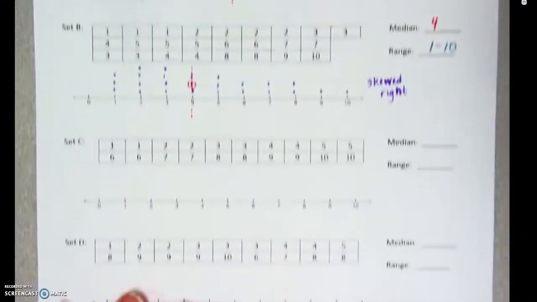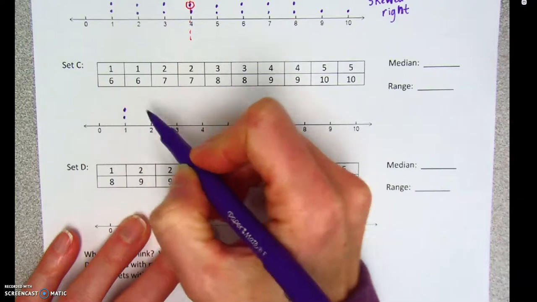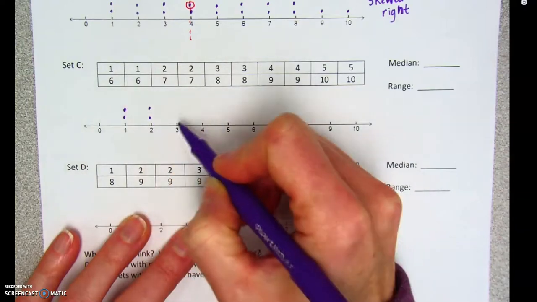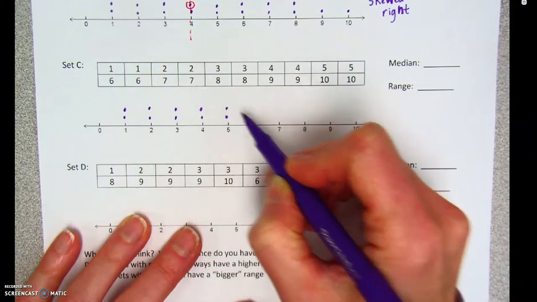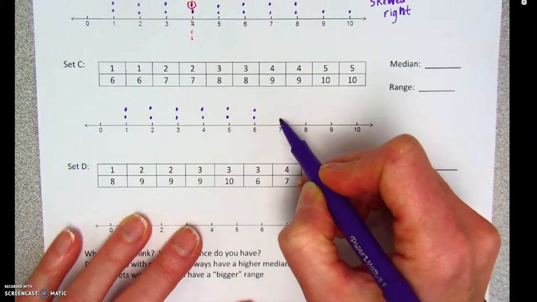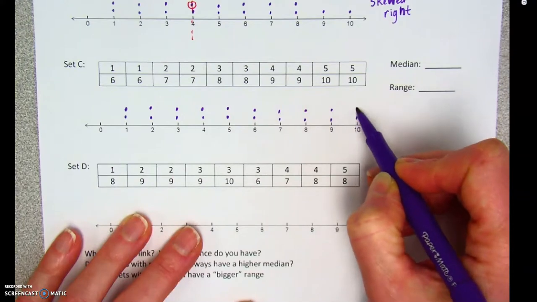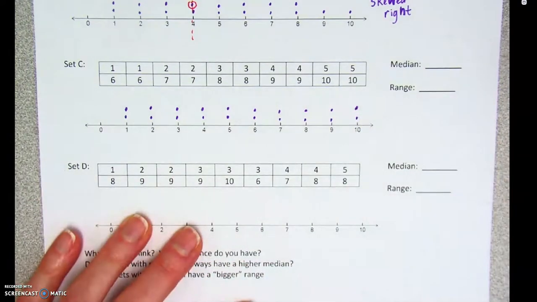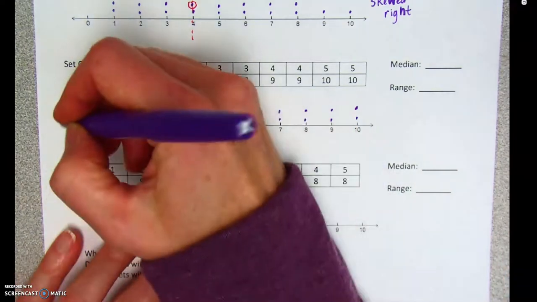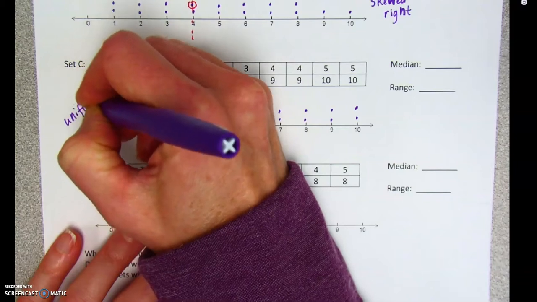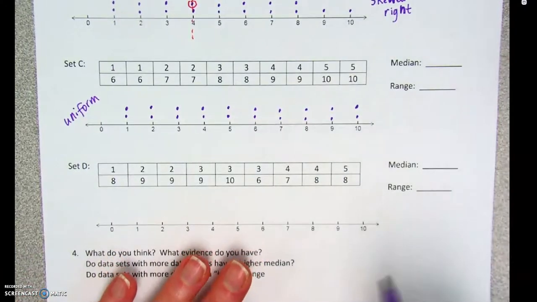Moving on to set C. 2 1s, 2 2s, 2 3s, 2 4s, 2 5s, 2 6s, 2 7s. This one's boring. This type of data, when it's just kind of all the same height all the way across the data display, is called uniform. They don't have to be exactly the same height, but mostly the same.